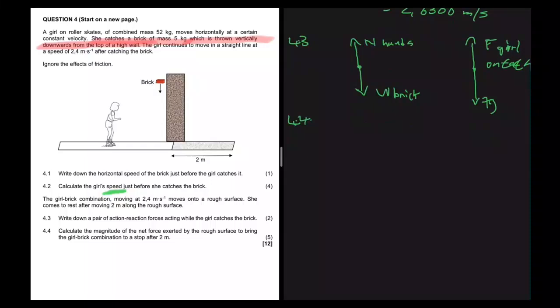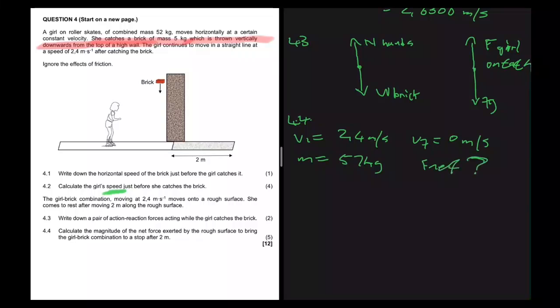The question is saying let's calculate the magnitude of the net force exerted by the rough surface to bring the girl-brick combination to a stop after 2 meters. So let's look at the information that we have. After the girl catches the brick, they start off at an initial velocity of 2.4 meters per second, and then they come to a complete stop, so VF is 0 meters per second. We have the mass of the girl-brick system, which is 57 kg, and we're looking for Fnet.